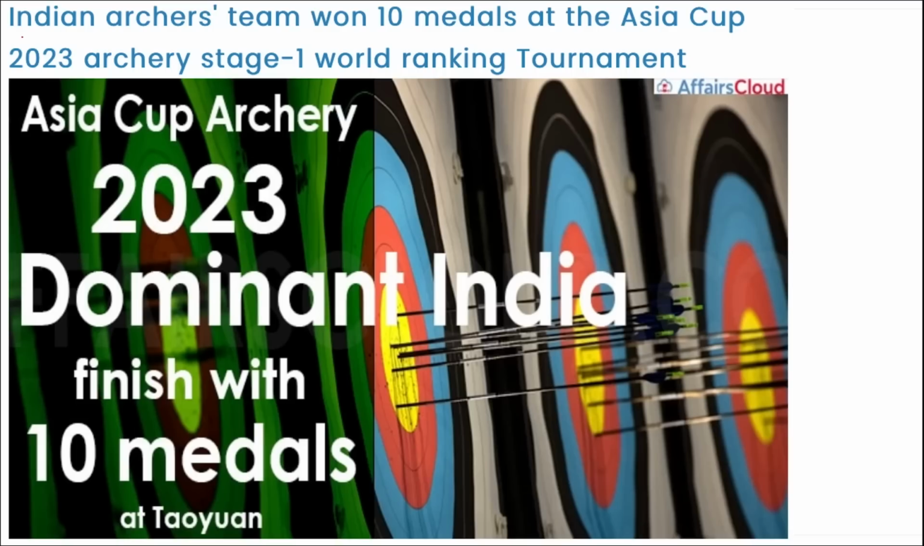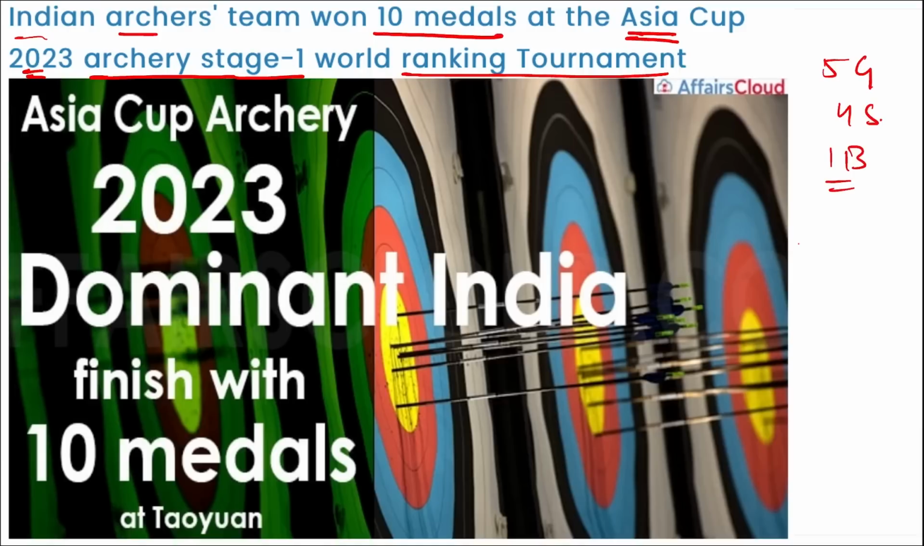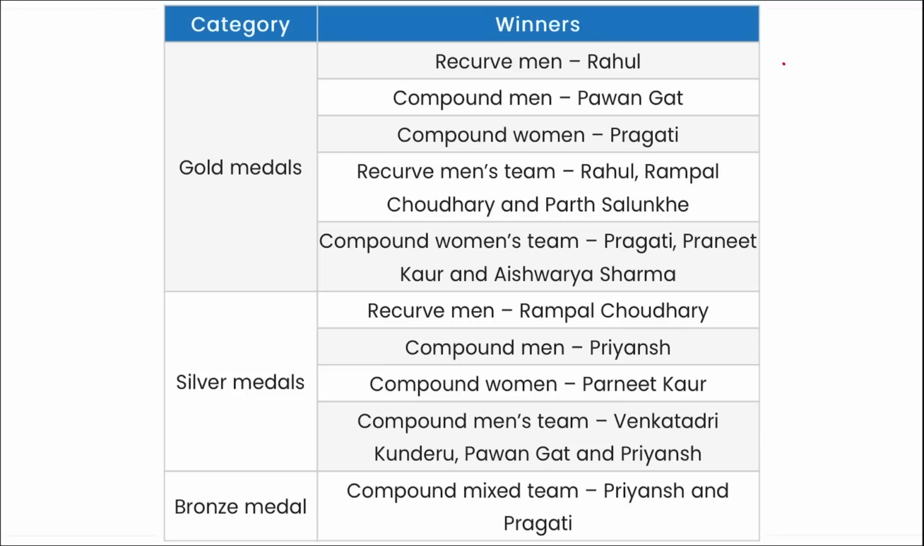Moving on. Next is Indian archers team won 10 medals at the Asia Cup 2023 Archery Stage 1 World Ranking Tournament. On 19th of March, the Indian archers team won 10 medals, out of which 5 were gold, 4 were silver and 1 was bronze. They won this at the tournament held in Chinese Taipei. India secured gold medals in the men's recurve. Here you can see the 5 gold medal winners, 4 for silver, and only 1 medal for bronze.